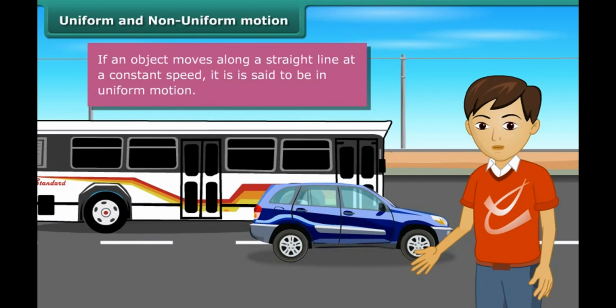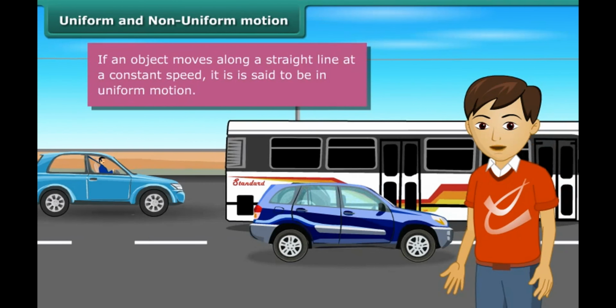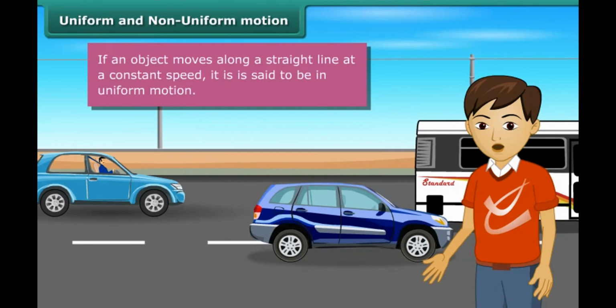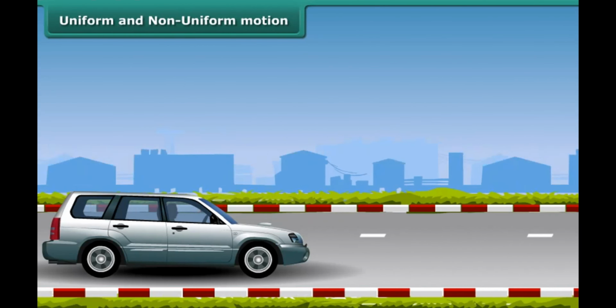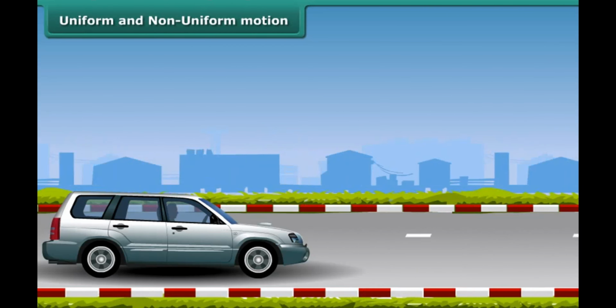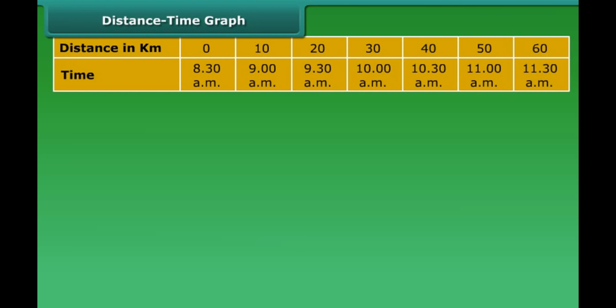If an object moves along a straight line at a constant speed, then it is said to be in uniform motion. A car, for example, may maintain the same speed when it covers a short distance. Motion of objects can be presented in pictorial form with the help of a distance-time graph.